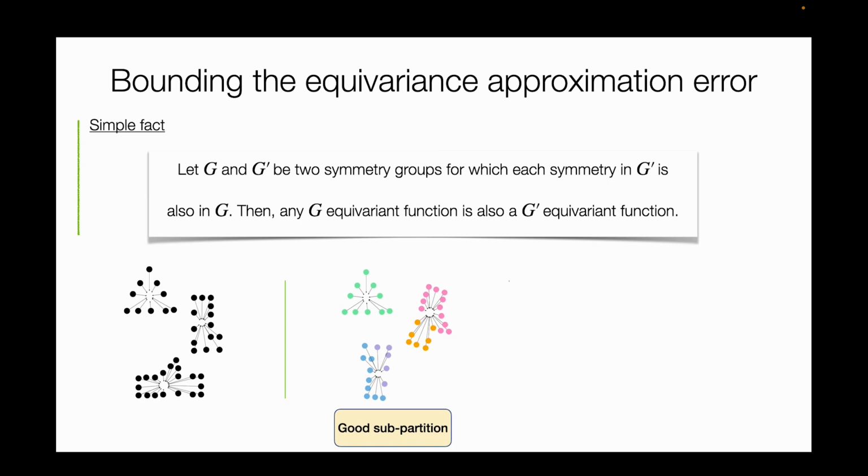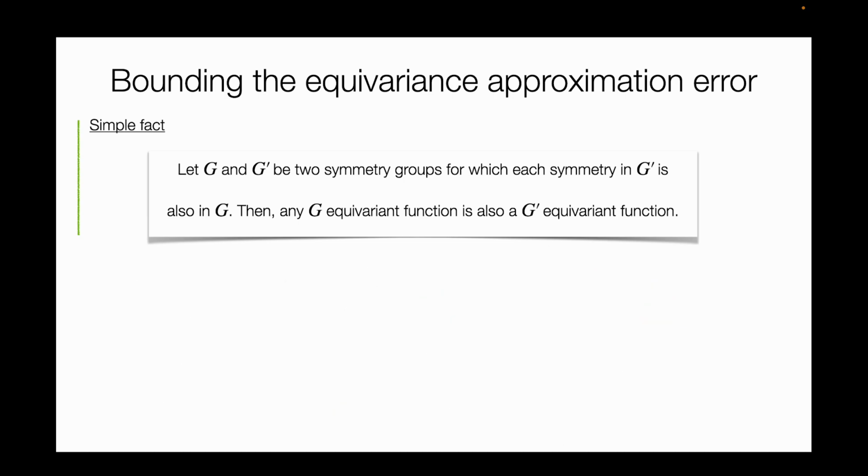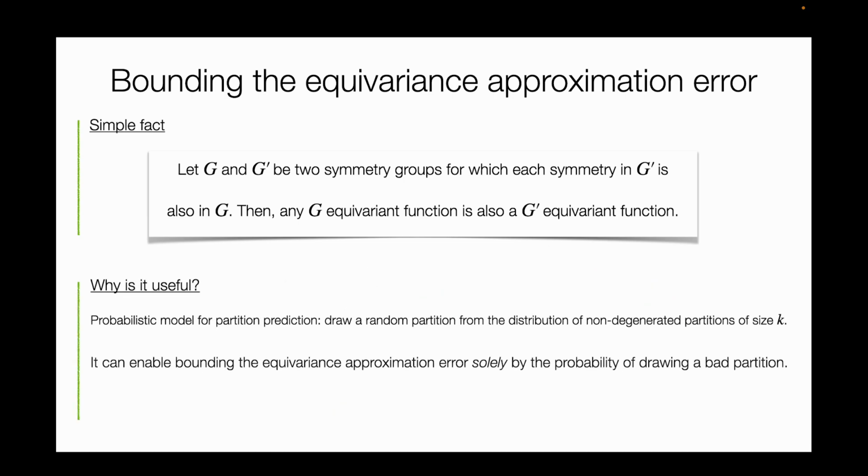Whereas if the function is defined with respect to a bad subpartition, that is, it includes at least one part consisting of points mixed from two different parts in the ground truth partition, then an equivariance approximation error is possible. But why is it useful? It gives us a probabilistic model for a partition prediction model with controllable bounds on the equivariance approximation error.